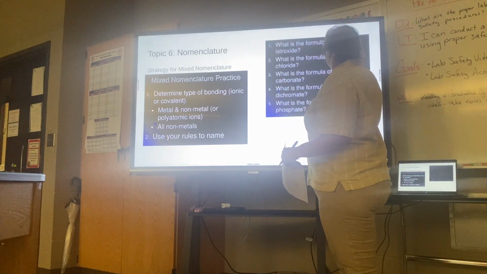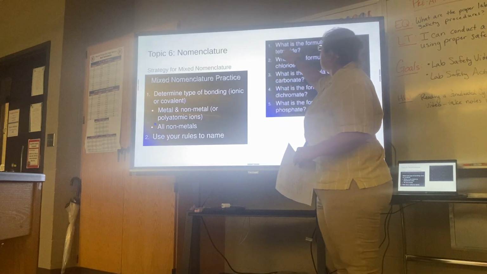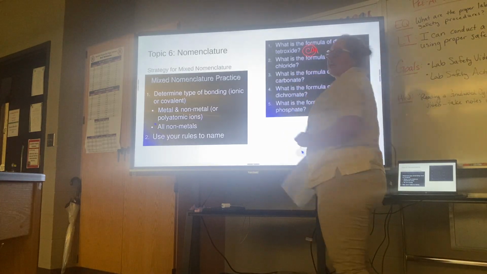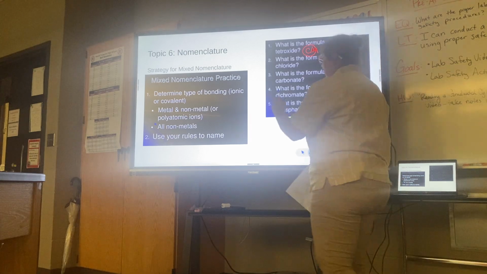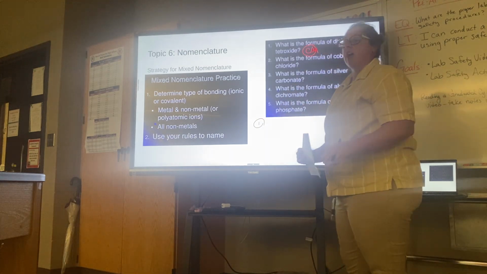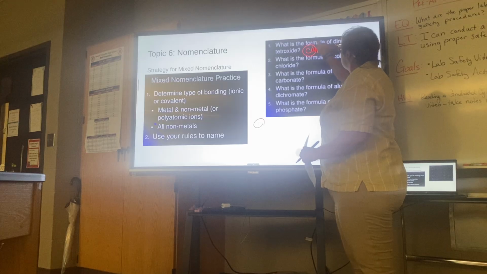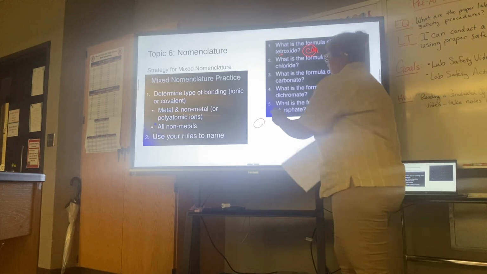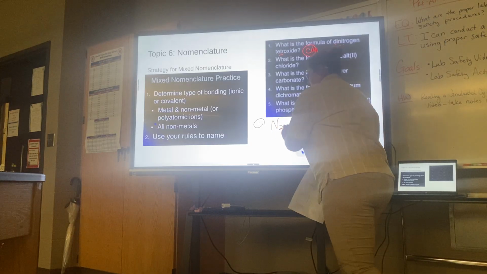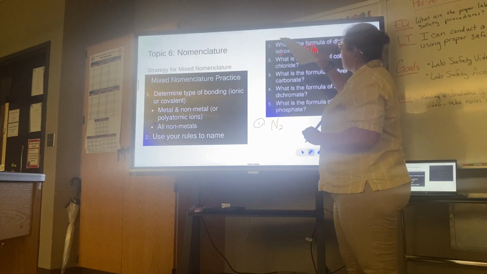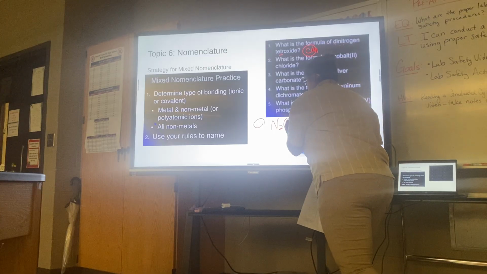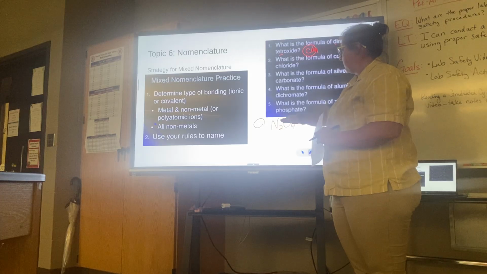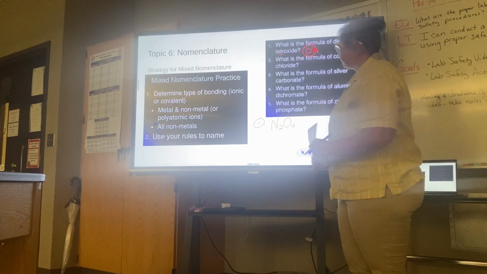So we have dinitrogen tetraoxide. So that tells me that this is a covalent or molecular compound. So when I have a covalent or molecular compound, I just write it according to its prefixes. So dinitrogen would be N2. Tetraoxide would be O4. And this would be our covalent or molecular compound for number 1.